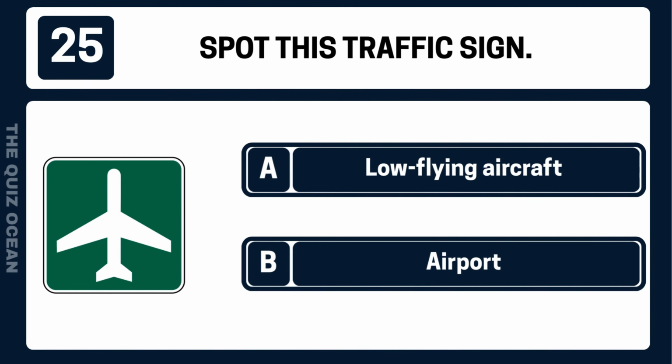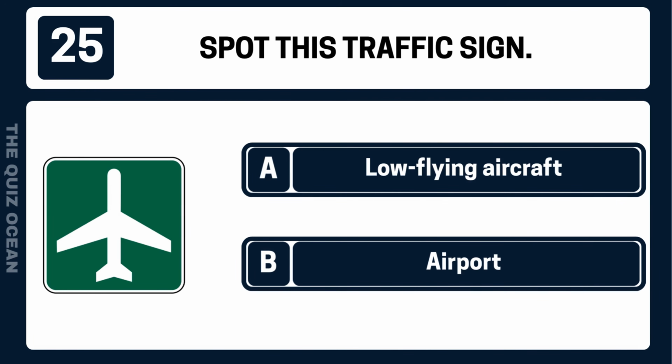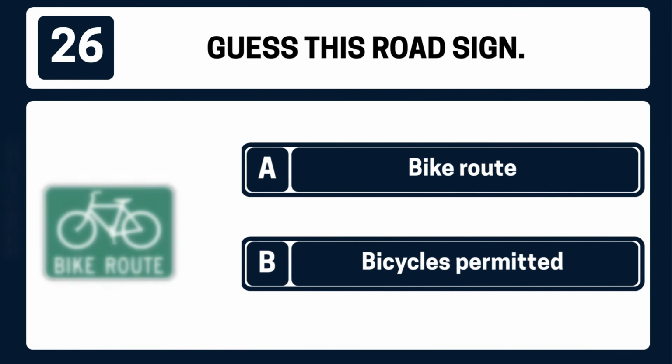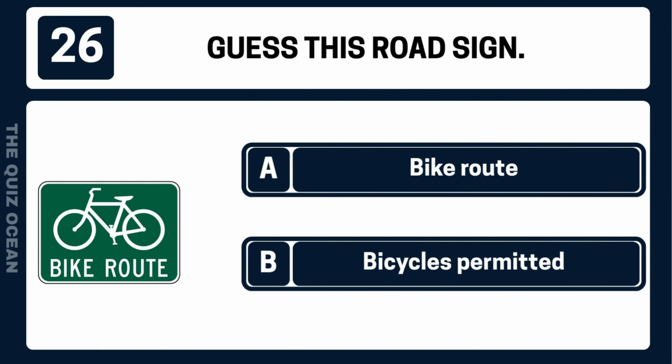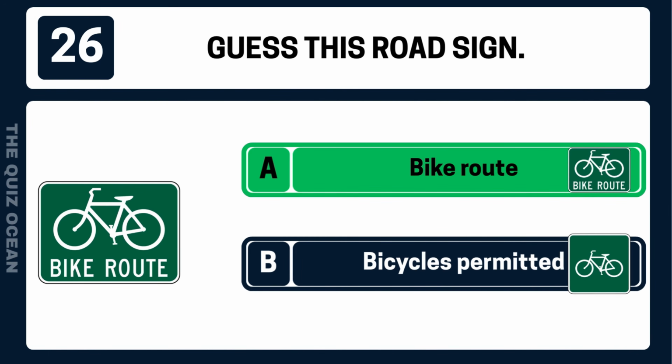Question 25. Spot this traffic sign. A. Low-flying aircraft. B. Airport. The answer is B. Airport. Question 26. Guess this road sign. A. Bike route. B. Bicycles permitted. The answer is A. Bike route.